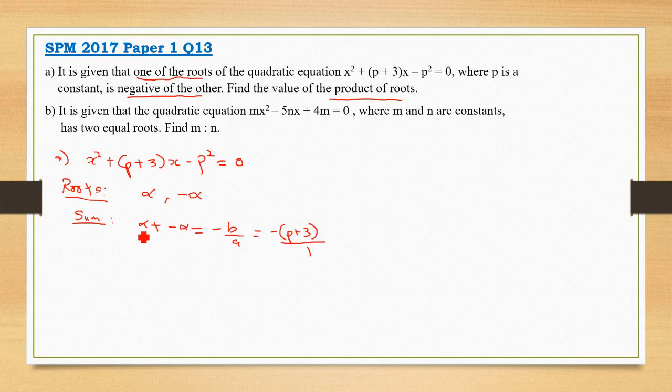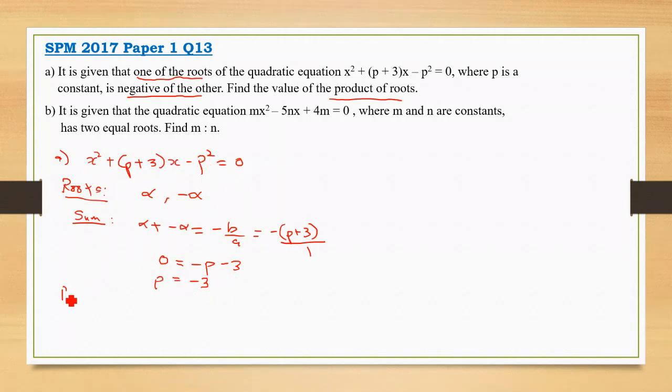So from here, what do you see? Alpha plus negative alpha is 0, which equals negative P plus 3. Open up the bracket. So from here, what do you get? P equals negative 3. So you already solved for P. Now using this, we can find the product, because we need the value of P. If not, you cannot solve the product.